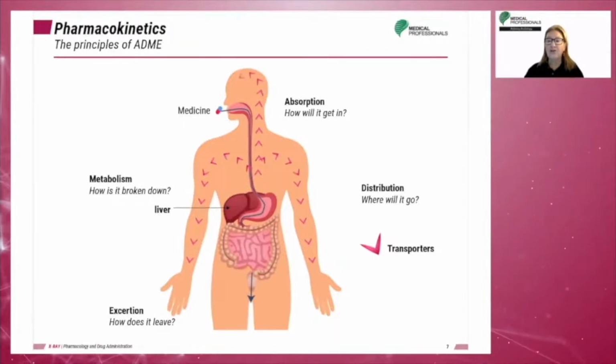Distribution, which is the movement of the drug from the blood to various tissues and organs of the body. Metabolism, which is the chemical alteration of drugs. The liver is the main organ involved in drug metabolism. It changes fat-soluble drugs to a water-soluble form for elimination. And finally, excretion. It's the movement of drugs out of the body. The kidney is the main organ of drug excretion.